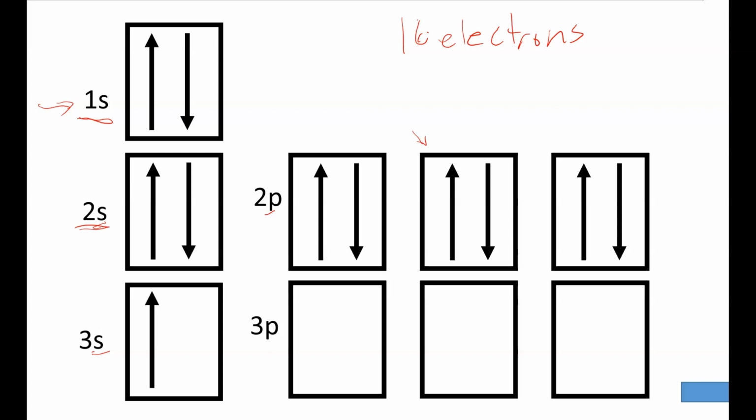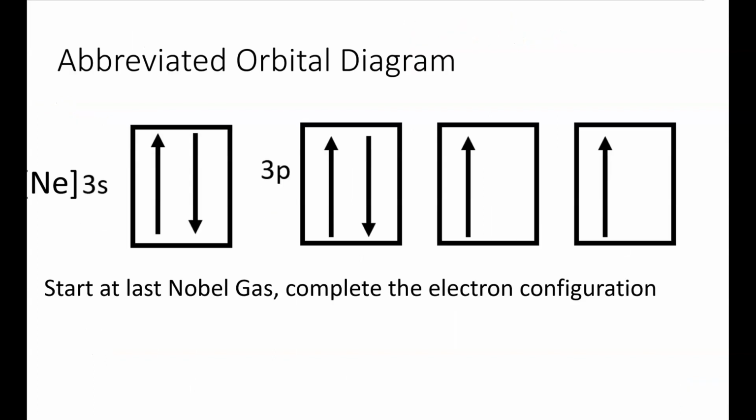I'm going to continue into the 3s and then into the 3p. 1, 2, 3, and I have 1 more electron left. And that will give me my full orbital diagram for sulfur. We can also abbreviate this diagram by looking at the last noble gas that we pass getting to sulfur, that's neon. We can put that into brackets, and then we can complete the orbital diagram. We'll also look at how that applies to electron configuration.